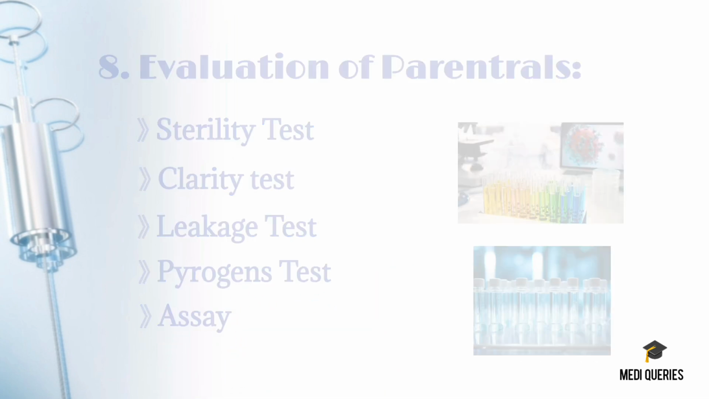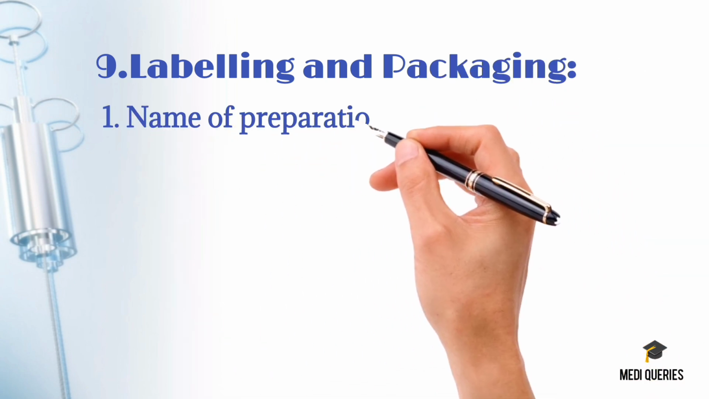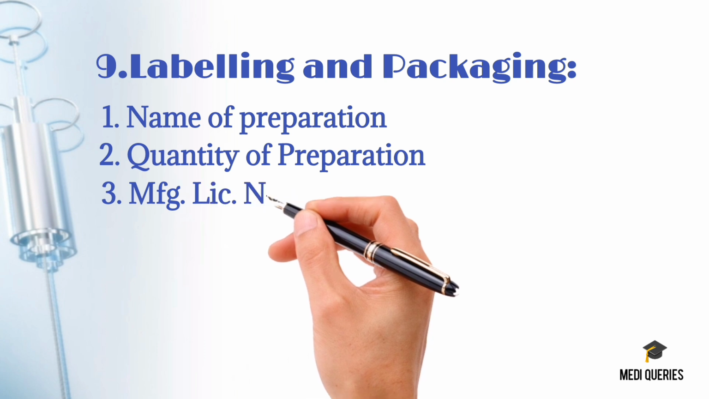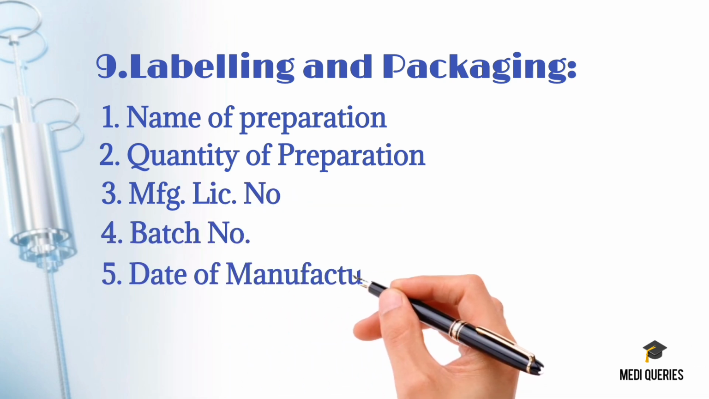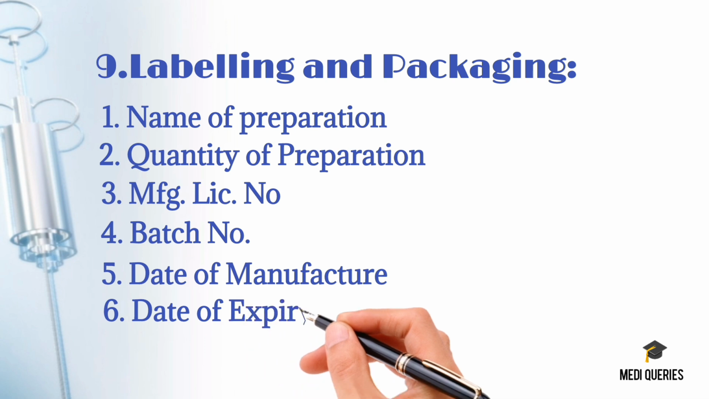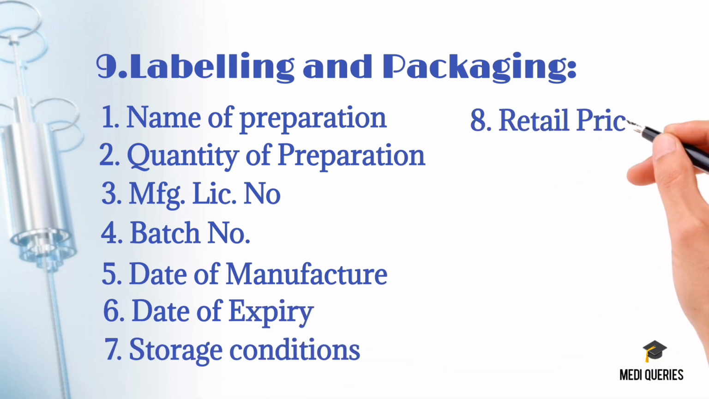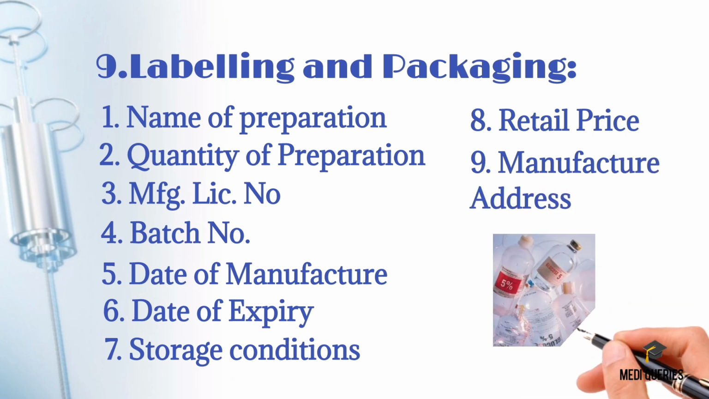After evaluation of the parenterals, the ampoules, vials and transfusion bottles are properly labeled and packed. The label should state the name of the preparation, quantity of the preparation, manufacturing license number, batch number, date of manufacturing, date of expiry, storage conditions, retail price, manufacturer's address. So all these need to be mentioned on the label.